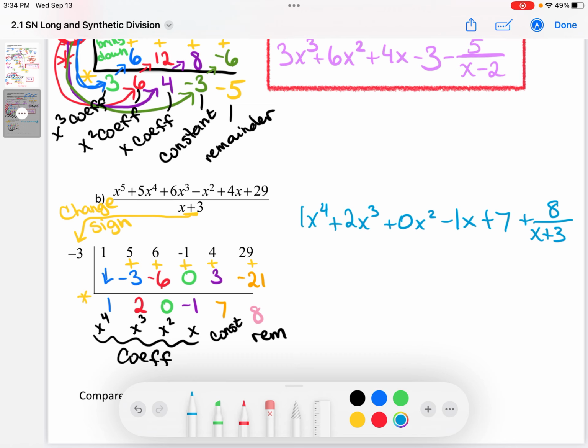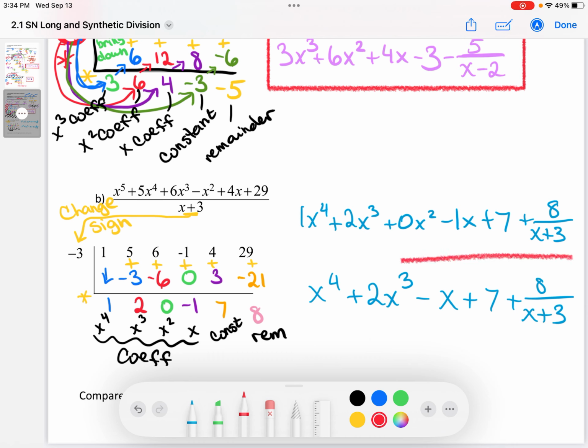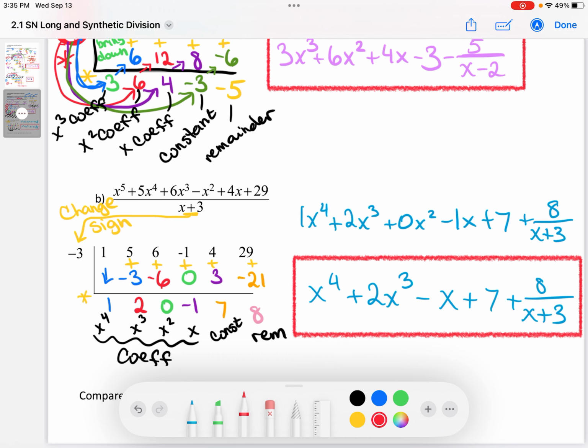Now, how you will normally see this written is without the 1, so just x to the 4th plus 2x to the 3rd. You're going to see that 0x squared term skipped, and it will go straight to minus x plus 7 plus 8 over x plus 3. And this is synthetic division.